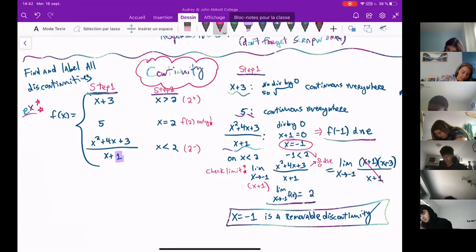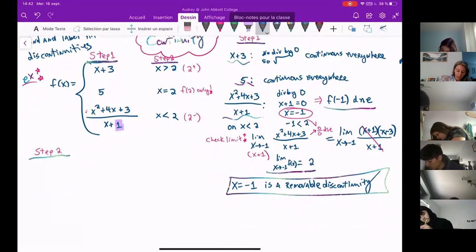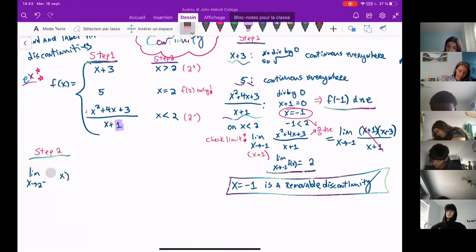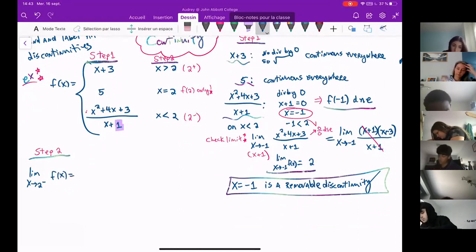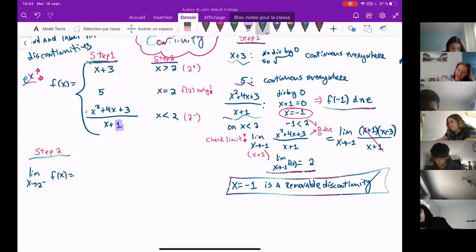Okay, so now I'm done with step 1. I found one discontinuity in step 1, and I'm moving on to step 2. And in step 2, I'm evaluating the limit as I approach 2. So as I approach 2 from the left of the function, but we already said that 2 from the left is just x plus 3. So this is the limit as I approach 2 from the left of x plus 3, and I get that the answer is 5.